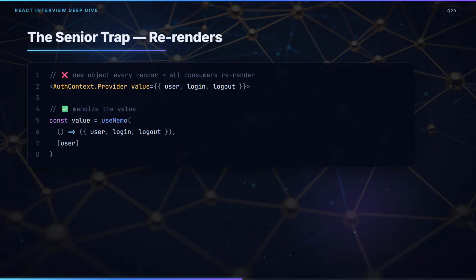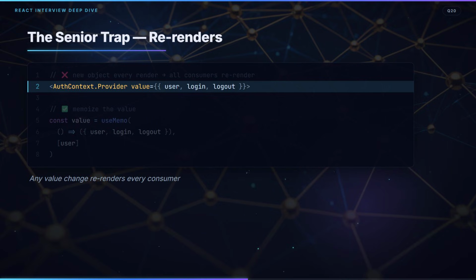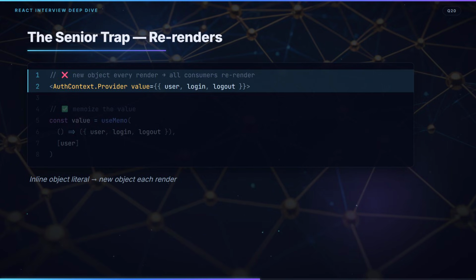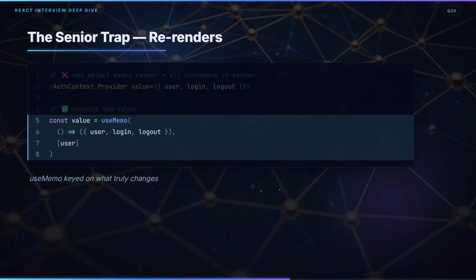Now the senior level detail. Any change to the value object re-renders every consumer. And if you pass a fresh object literal inline, a brand new object is created on every render, so all consumers re-render every time, even when nothing actually changed. The fix is to memoize the value with useMemo, keyed on what truly changes.